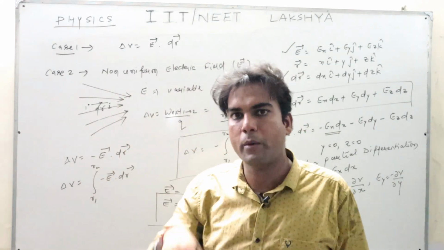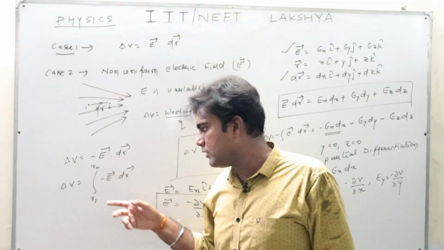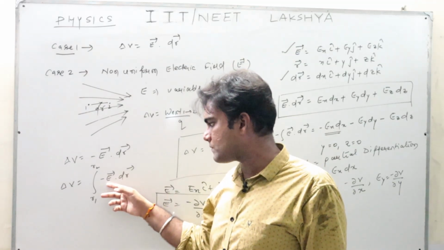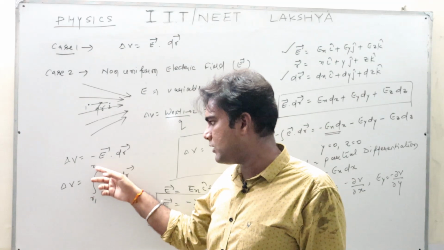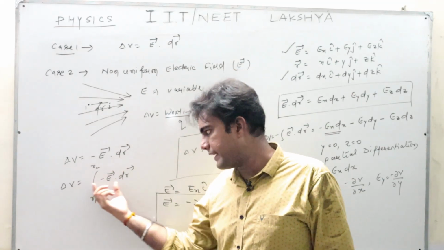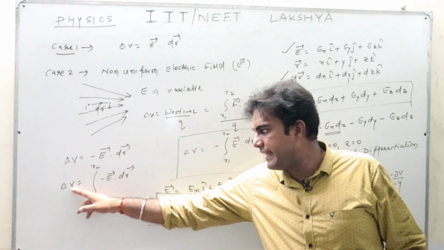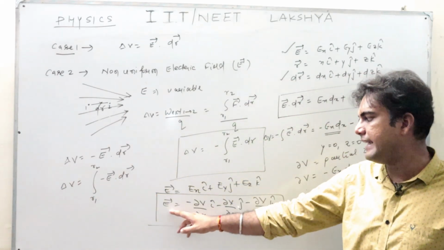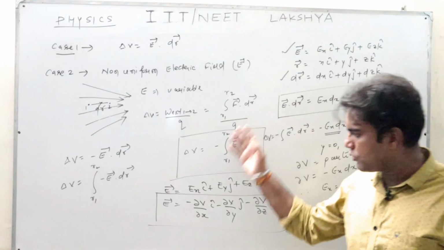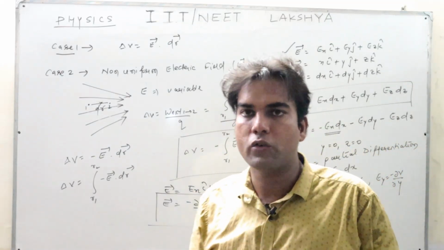Now this is not a uniform electric field. This is non-uniform. So in that case, what you can write is, from R1 to R2, you can integrate it like this. So that is the relationship between V and E, V in terms of E. Now here I am writing E in terms of V. So that is as far as uniform and non-uniform electric field is concerned.